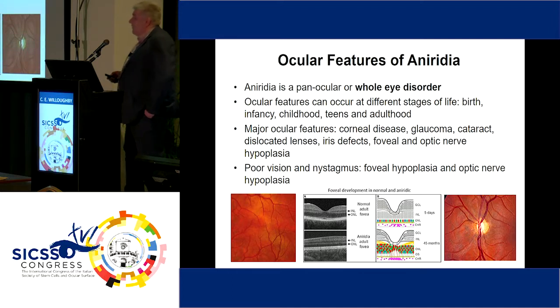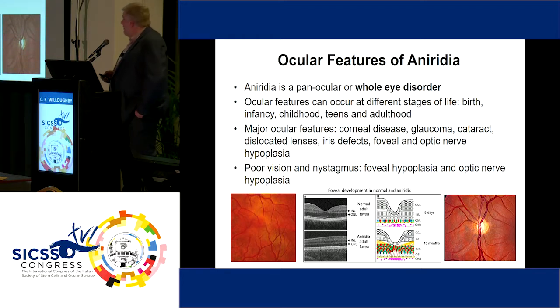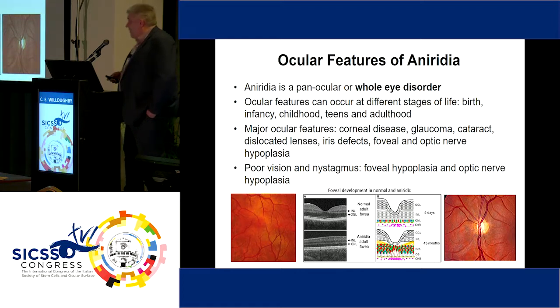The major ocular features are corneal disease, glaucoma, cataract, iris defects, foveal and optic nerve hypoplasia. Patients usually have poor vision and nystagmus related to foveal hypoplasia, which you can see here with the blood vessels crossing the foveal area, or also on OCT, depending on the degree of nystagmus. So it's a condition that affects the whole eye.